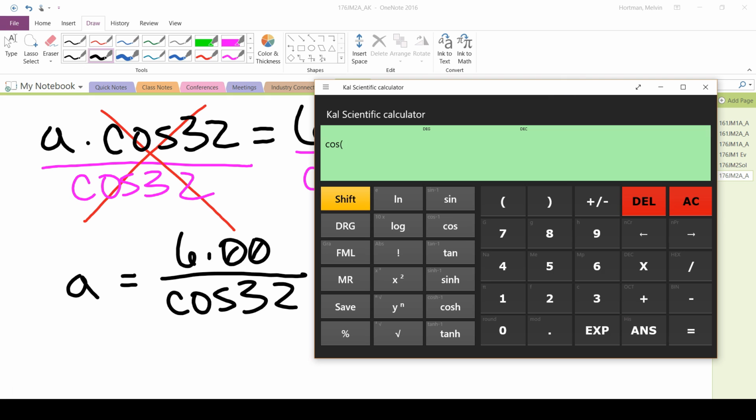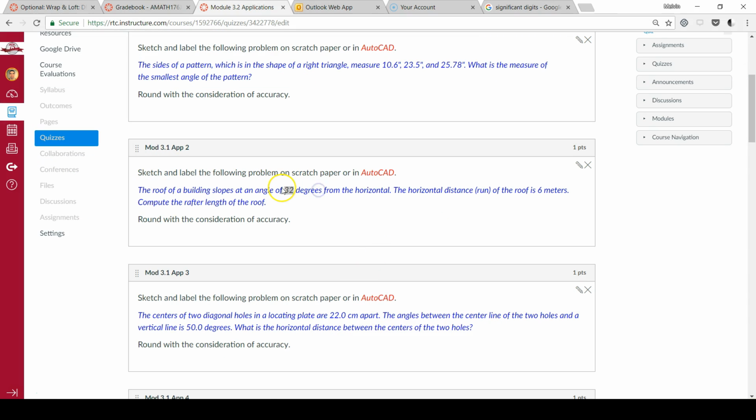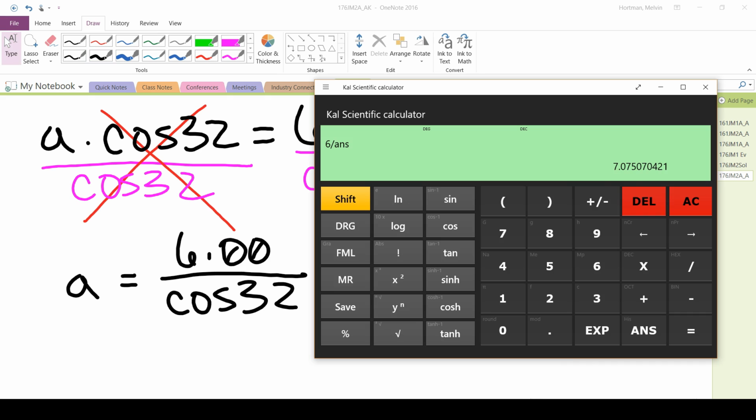So first let's figure out what the cosine of 32 is. Cosine 32 equals that number. And then let's do 6 divided by that number. That equals 7.07. Now we just got to round it to significant digits. If we remember from our original problem, in our given information, 6 was the least accurate number. It has one significant digit, so our answer should have only one significant digit. So this would be 7, just straight up 7.